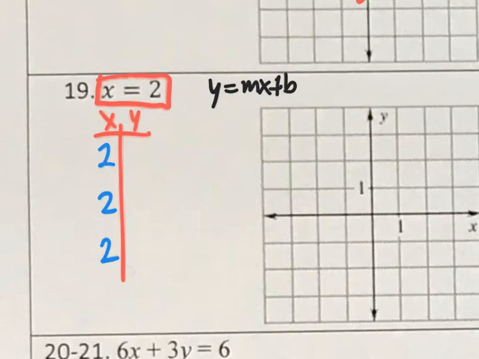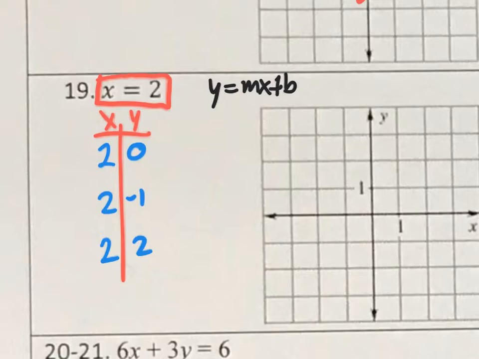Now, how about y's? Well, there are no y's in this equation, so y doesn't matter. You could plug in any numbers you want for y. So if I plug in a 0, a -1, let's say a +2, those are all coordinates that work for this equation x equals 2, because there's no y.